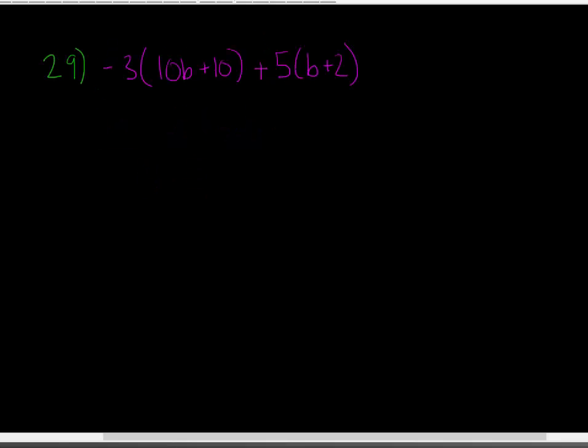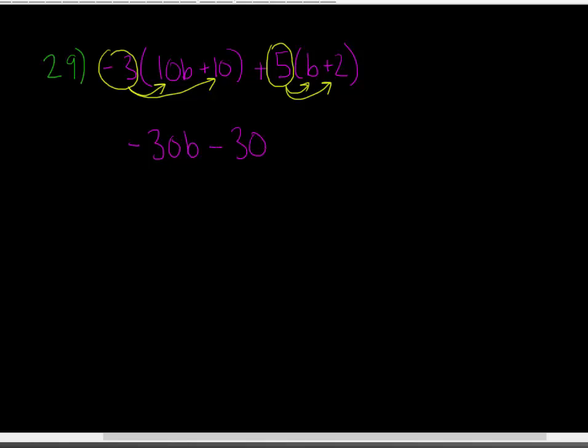The next problem from the classwork I want to look at is number 29. So before we can combine like terms, we'll start by distributing this -3 to the 10b and the 10. And then over here, we'll distribute the 5 to the b and the 2. So usually a good idea to take care of your distributions first. So -3 times 10 is -30. So the result of this distribution will be -30b minus 30.